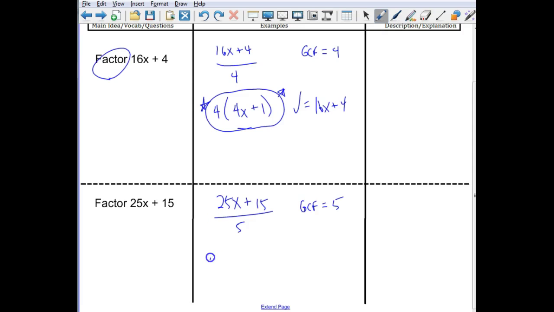25 divided by 5, first of all, the 5 goes in front, right? Greatest common factor in front. 25 divided by 5 is 5x. 15 divided by 5 is 3. And there is your factored form for 25x plus 15. So hopefully that's nice and easy for you. It's basically just the distributive property backwards. It gets a lot more complicated way down the road, but for us, you do need to be able to factor expressions like that.